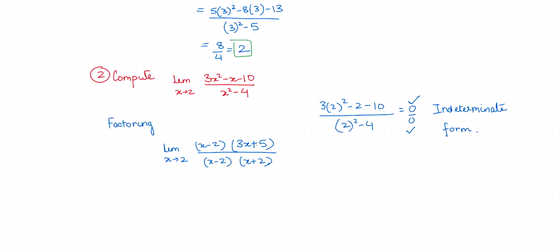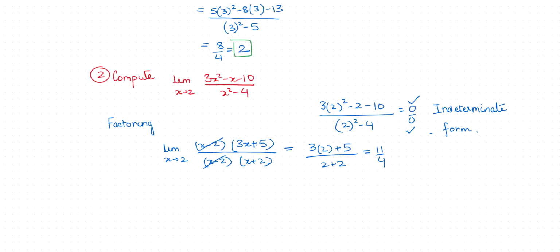We find the factors of the numerator and denominator, and we see that x minus 2 is in both the numerator and denominator. We can divide it out, and now we can try direct substitution with x equal to 2. The factor x minus 2 was what created the indeterminate form. Now let's put x equal to 2 and see.